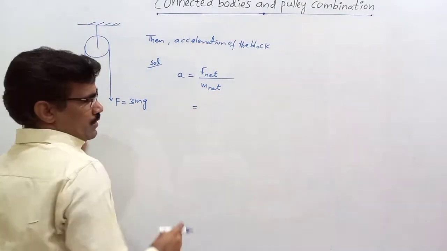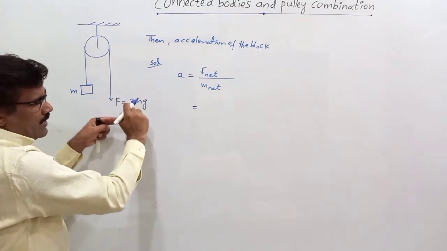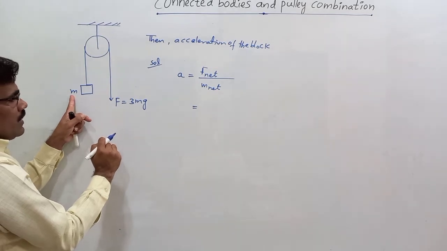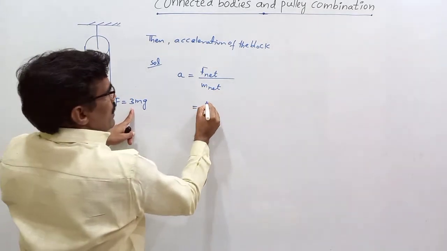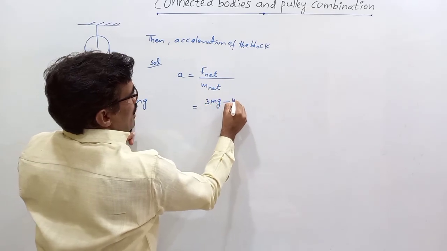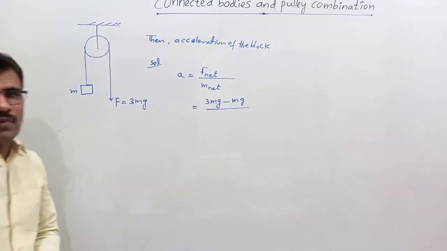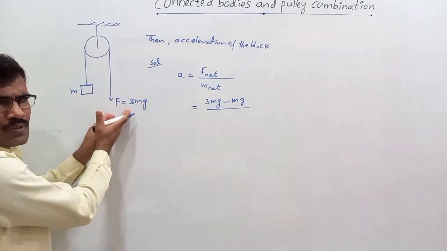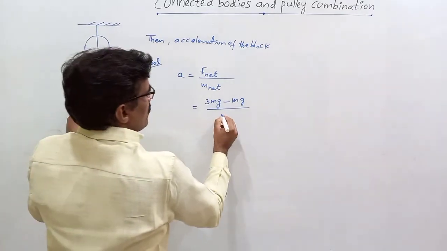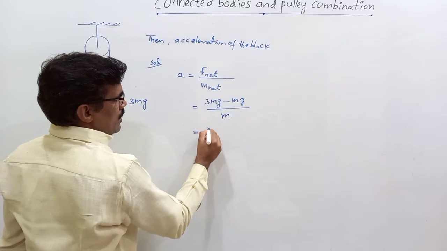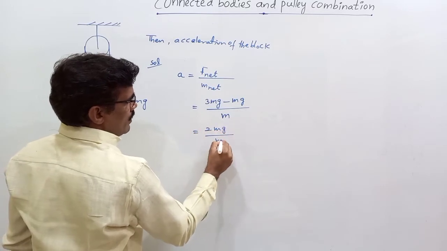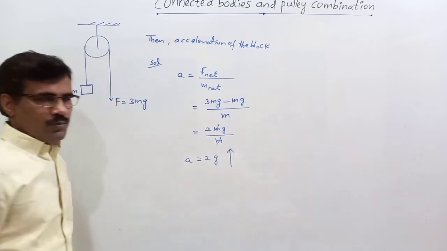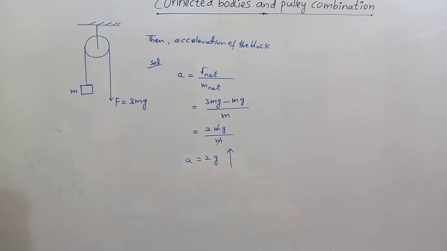Net force is nothing but, what amount of force is acting this side? 3mg down. Here what is this? mg. mg is opposite to 3mg. Net force is 3mg minus mg divided by total mass. Total mass means only one block is there. Here this is a force, not a mass. That's why the total mass is only m. Which is equal to 2mg by m. m cancels. This is 2g. Acceleration of the block is 2g in the upward direction. Okay? Up to this, okay?